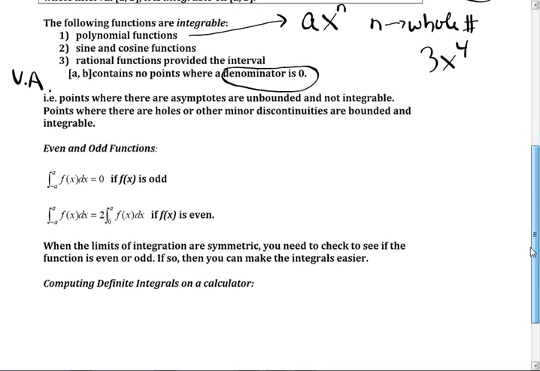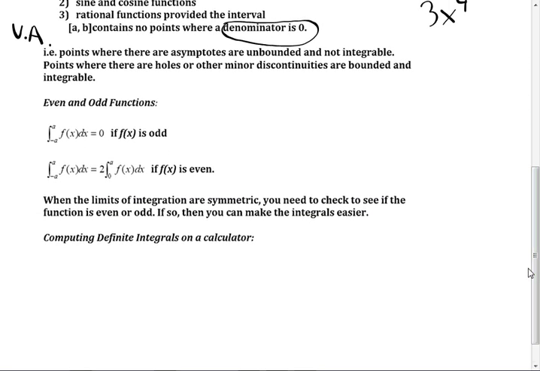The last part, and then we'll do the calculator stuff. Even and odd functions. Do you know what those are? Here's an odd function. I'm going to take that, and I'm going to make it identical on the other side, but underneath. So this is from minus a to 0, and this is from 0 to a. What's going to be true about these two integrals?